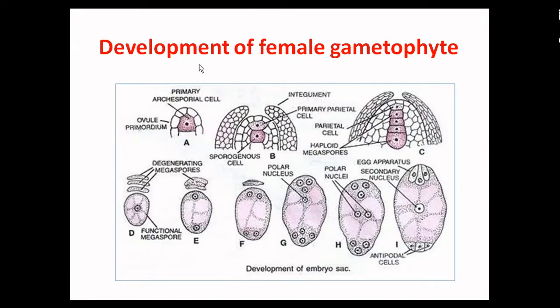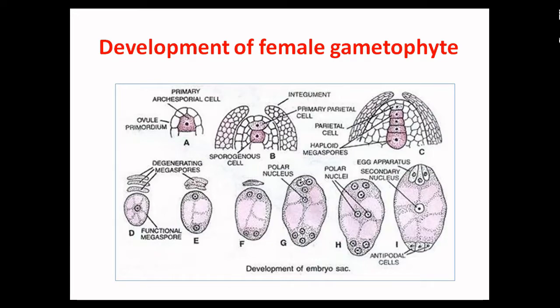Now let us see how the female gametophyte, that is the embryo sac, is formed. As we discussed a bit earlier, the primary archisporial cell functions as a megaspore mother cell which undergoes meiosis to form the 4 megaspores. Out of these 4, one remains functional and the other 3 degenerate. The nucleus of the functional megaspore undergoes mitosis to produce 2 nuclei, and these 2 nuclei further undergo mitosis to produce 4 nuclei, 2 towards the chalazal end and 2 towards the micropylar end.